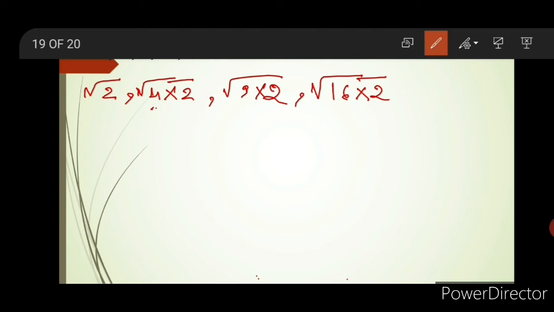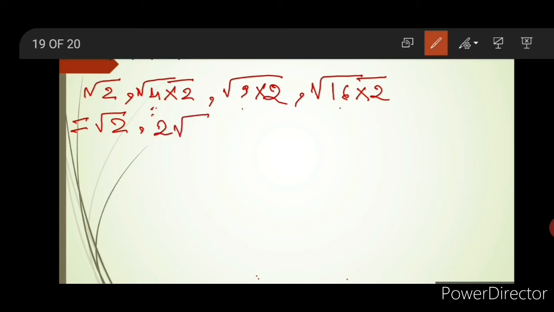So 4 2s are 8. Again here 9 2s are 18. Here 16 2s are 32. In each case, we will have one perfect square number: 4, 9 and 16. On simplification, we will get root 2. Here, what is the value of square root of 4? Yes, square root of 4 is 2.